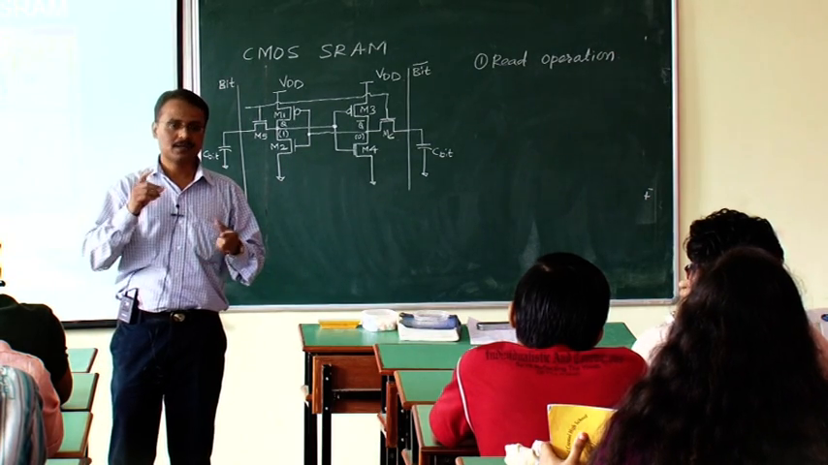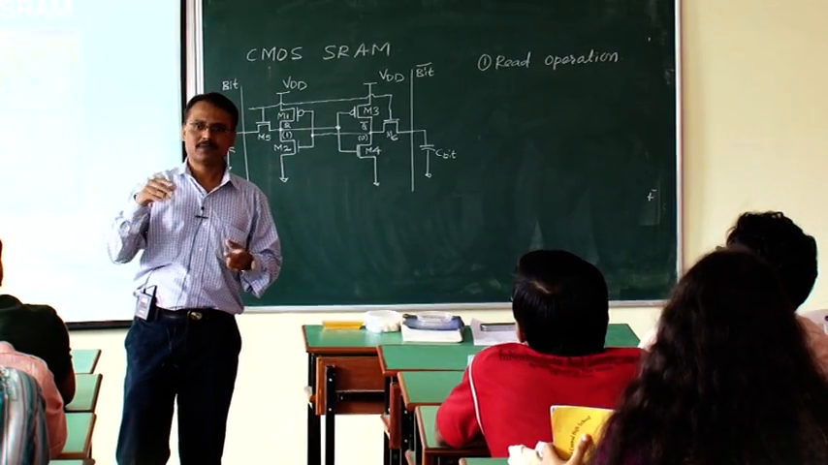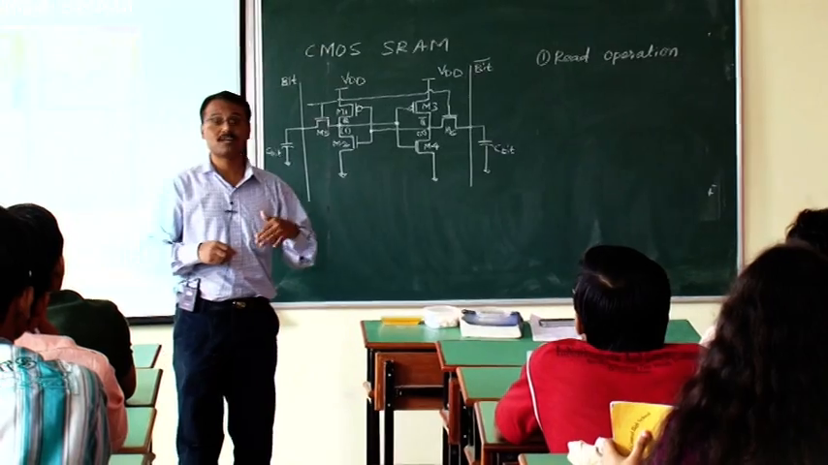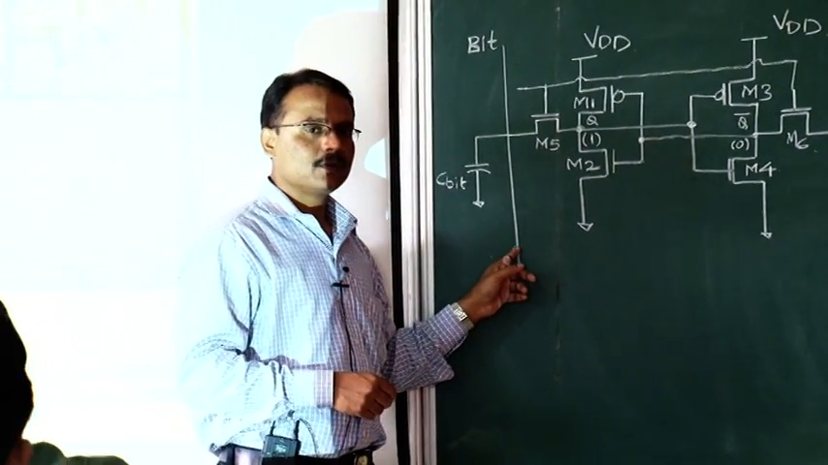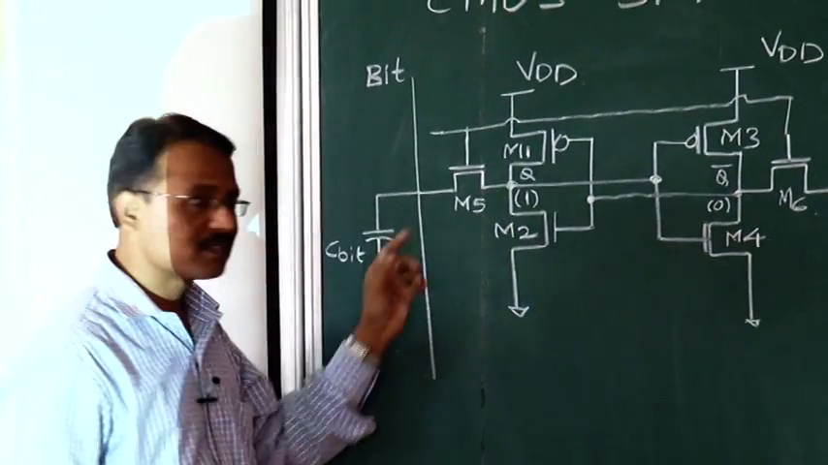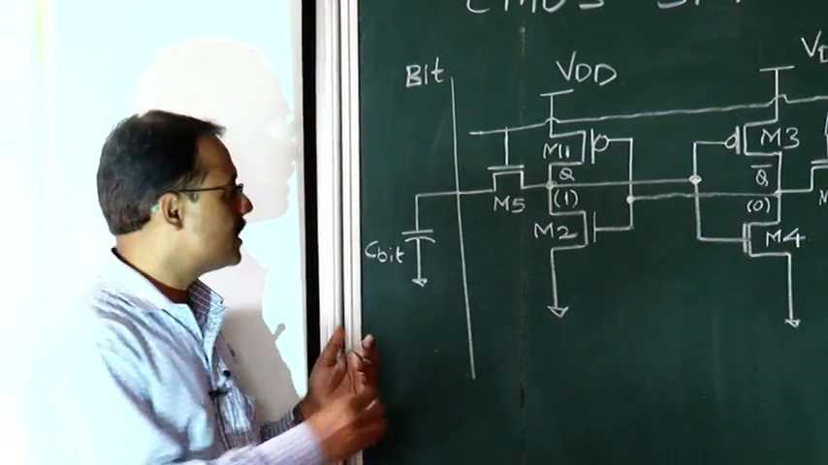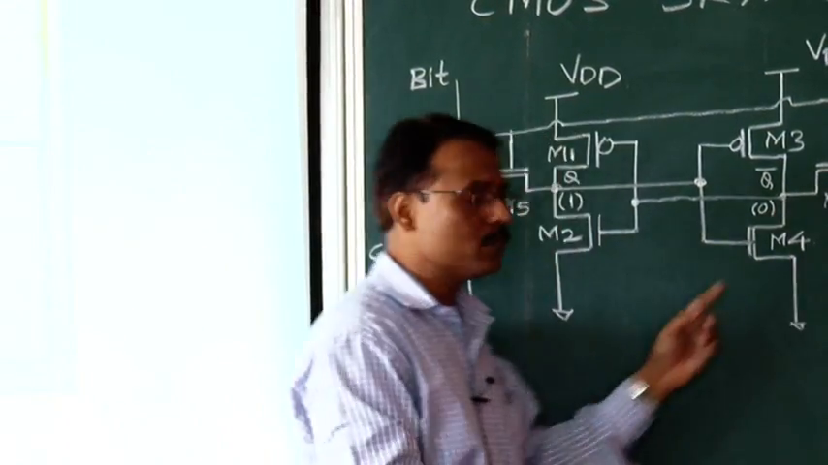What is meant by pre-charging? You know now, in the case of dynamic logic, you have studied what is meant by pre-charging. It means the charge on this capacitor will be logic 1, and the charge on this capacitor will be logic 1. Both capacitors are pre-charged to logic 1. That is, this capacitor is charged to VDD, and this capacitor is also charged to VDD.